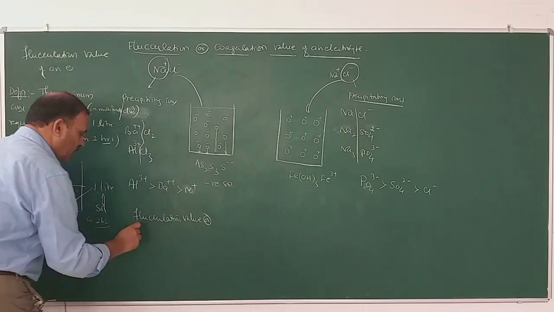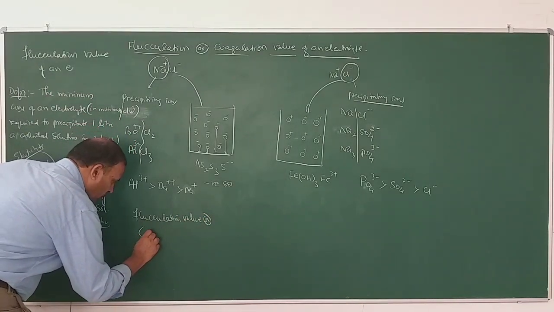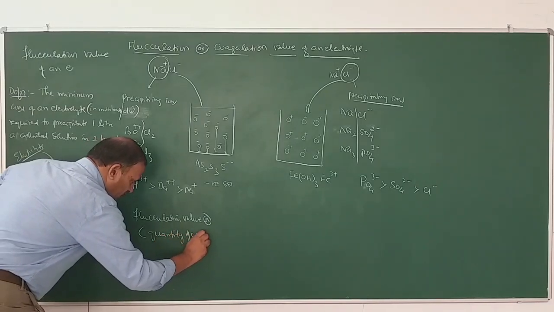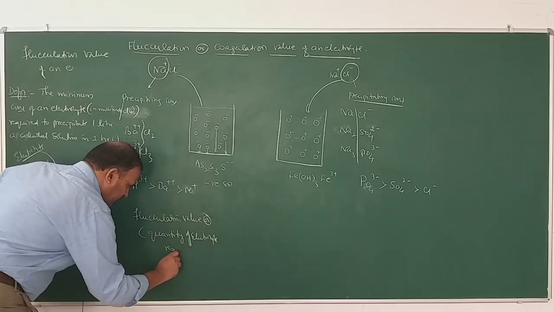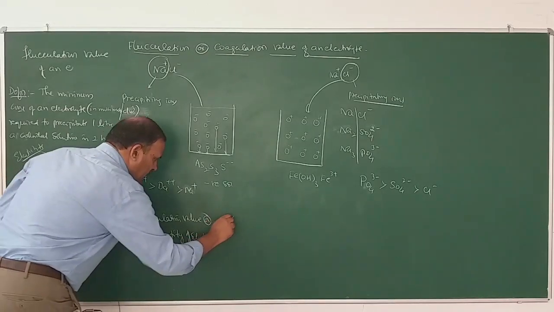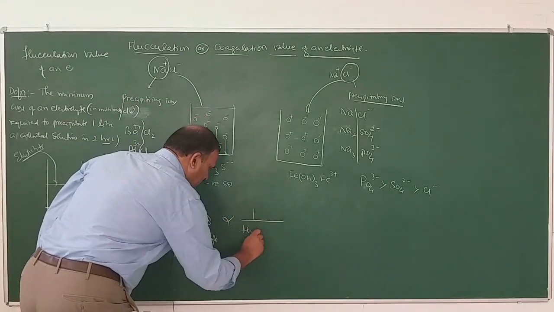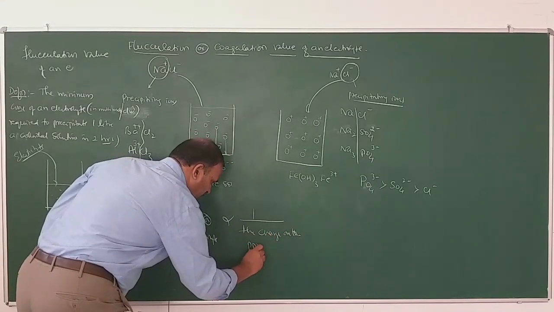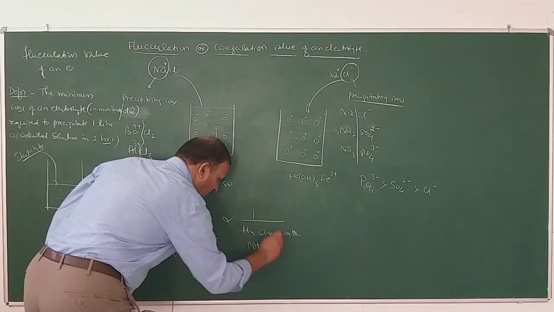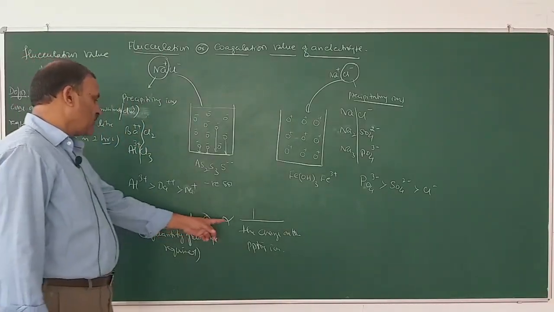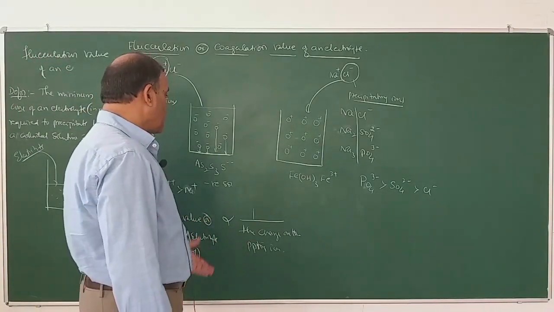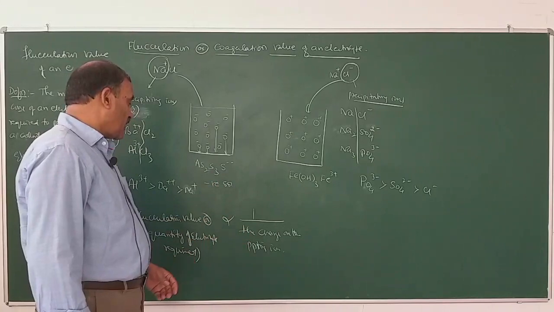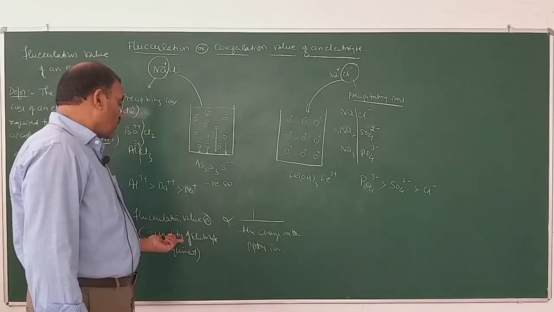Flocculation value or coagulation value can also be understood like this: the quantity of electrolyte required is inversely proportional to the charge on the precipitating ion. So flocculation value is inversely proportional to the charge on the precipitating ion. That means the higher the charge on the precipitating ion, the less is the amount of electrolyte required.